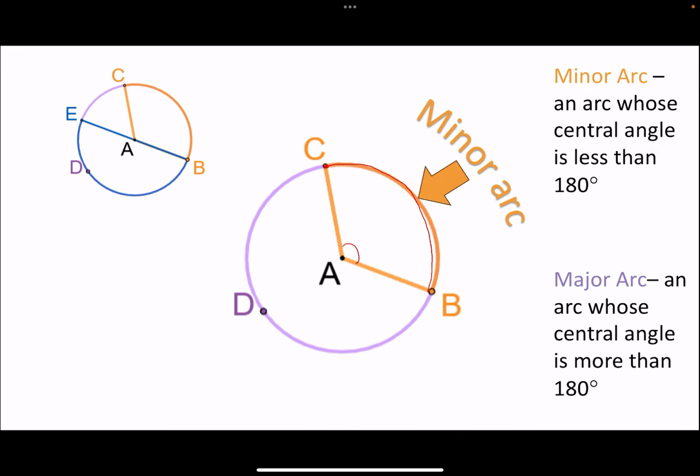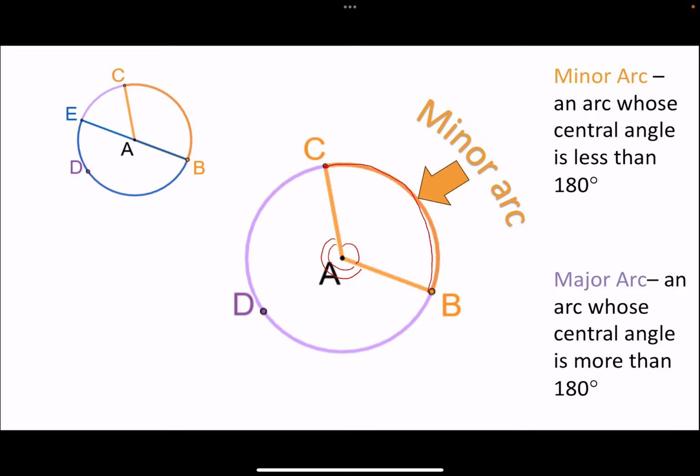And we have major arcs as well. A major arc is an arc whose central angle is more than 180 degrees. So this angle, CAB, this way, is more than 180 degrees, is more than a straight line. So this is the first time we've seen an angle that's been larger than 180 degrees.